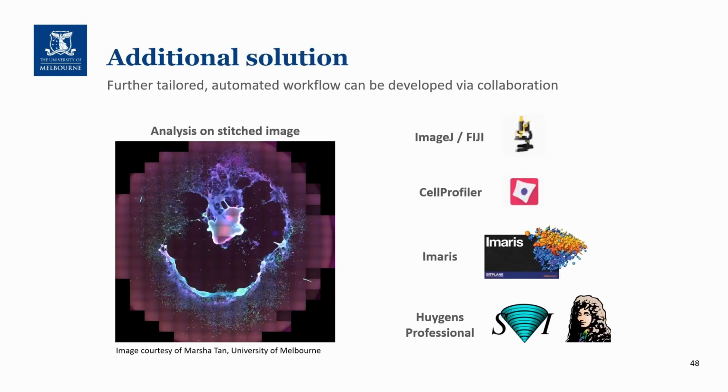If the analysis that you want to carry out is not available in the Harmony software, you can tailor it further by exporting your data and implementing other programs like Fiji or CellProfiler to do additional analysis. You can see an entire well has been imaged on the Operetta and then stitched together using another program. And this image was provided by Marcia Tan here at the university.